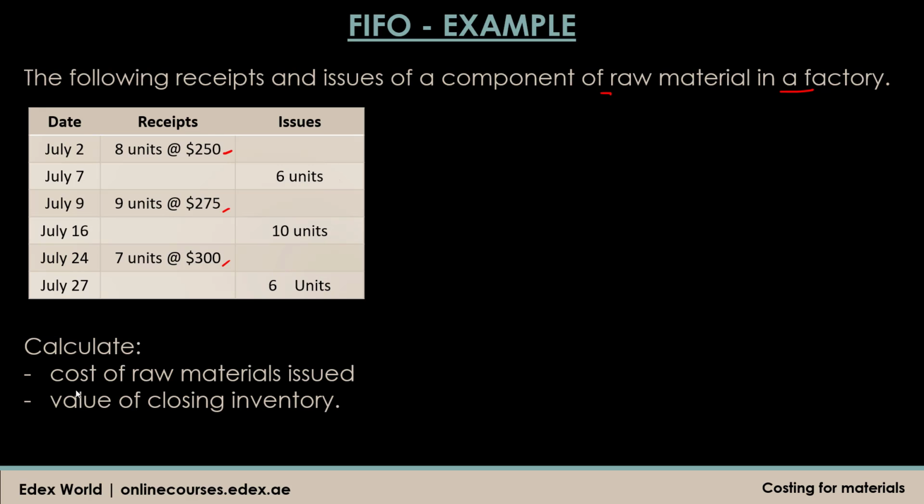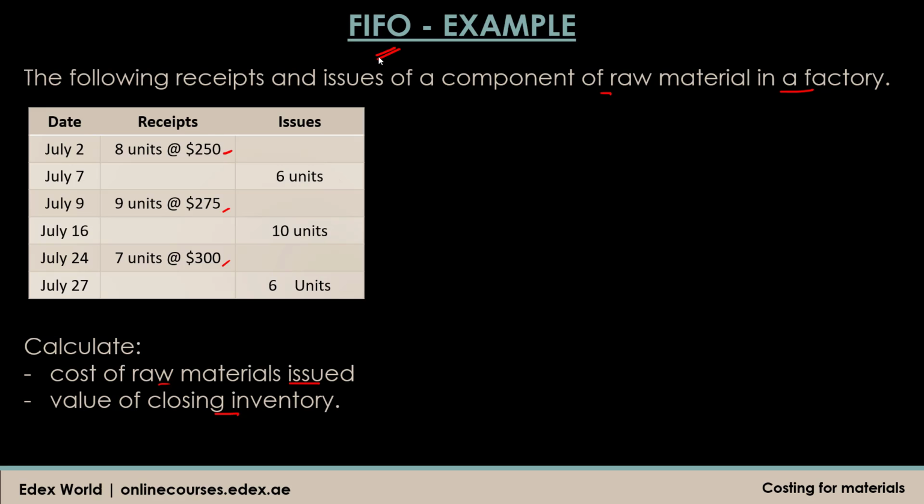What we are supposed to calculate is the cost of raw materials issued, basically the materials issued on July 7, 16 and 27. What is the cost of those materials that were issued? And second, we also need to calculate the value of the closing inventory. In this example, we are first going to follow FIFO. We are going to use FIFO to calculate these values.